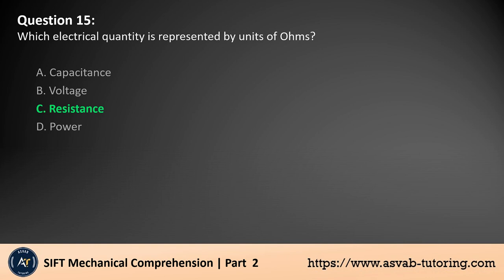Ohm is the unit used to measure electrical resistance. Capacitance is measured in farads, symbol F, voltage in volts, symbol V, and power in watts, symbol W.